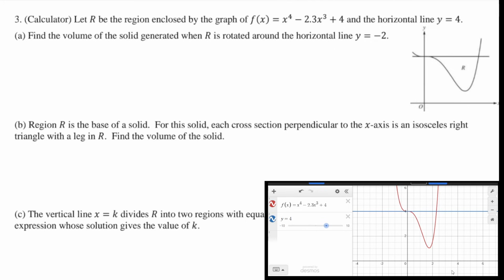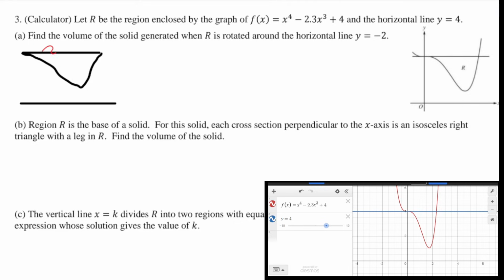I think I'll actually draw my own sketch of this one. So it goes... Oh, let's see. I just have to be more confident because that won't snap too. But that looks fine to me. And we're going to rotate around y equals -2. So we're going to need the large radius and the small radius.